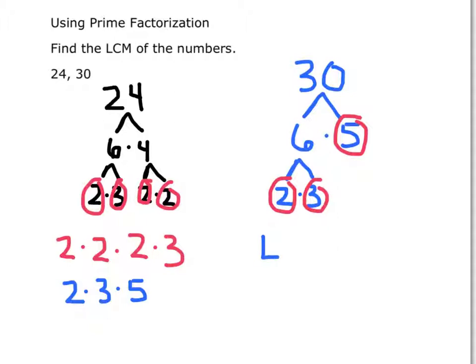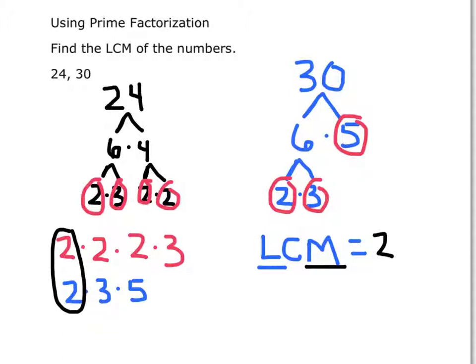Now, to find the least common multiple, what you're going to do is you're going to find the matches and the leftovers. How I remember that? M, I need to find the matches, and L, I need to find the leftovers are in least common multiple. So right here, I'm going to find the matches. I have a match of 2, so I write that once. Okay, I have a match of a 3. Okay, so I write that once.